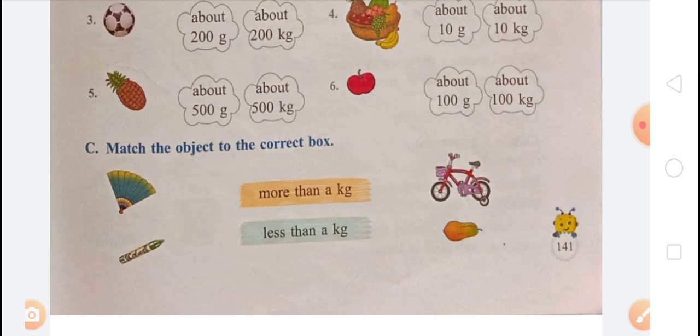And there is a hand fan and a crayon and cycle and papaya. So the hand fan and the crayons are less than a kg, and the cycle and papaya are more than a kg. Once again, the hand fan and the crayons are less than a kg, and cycle and papaya is more than a kg.